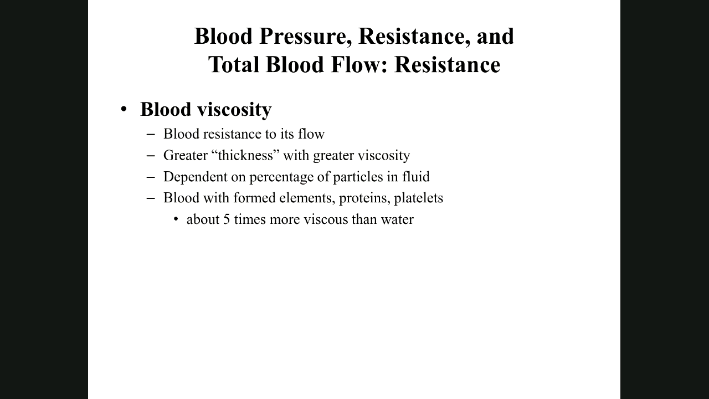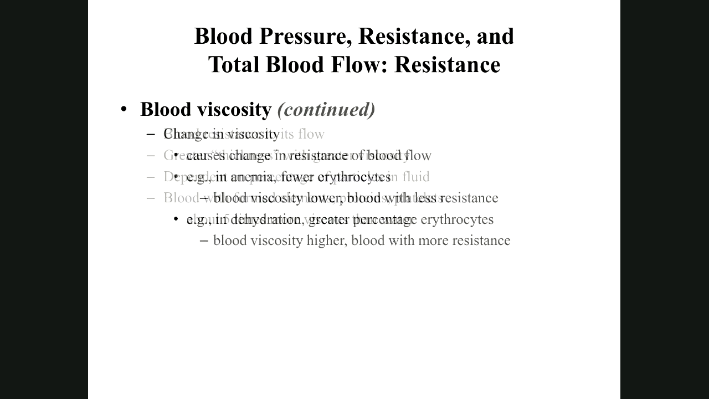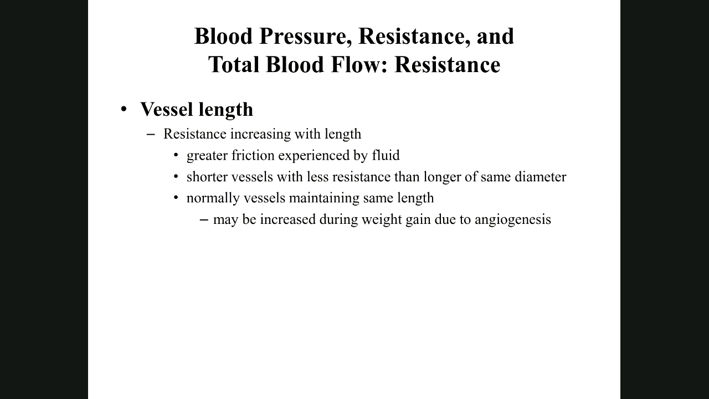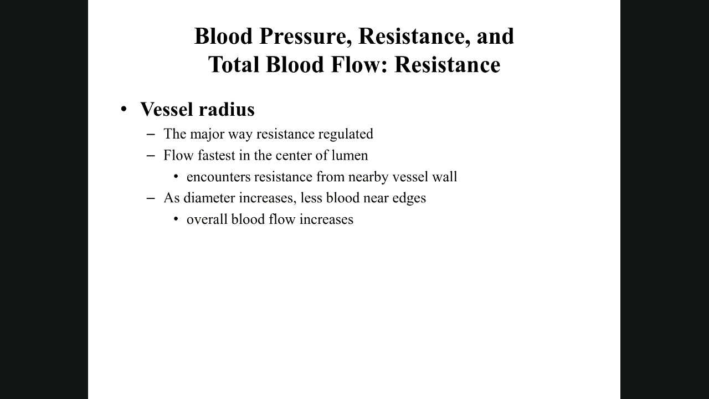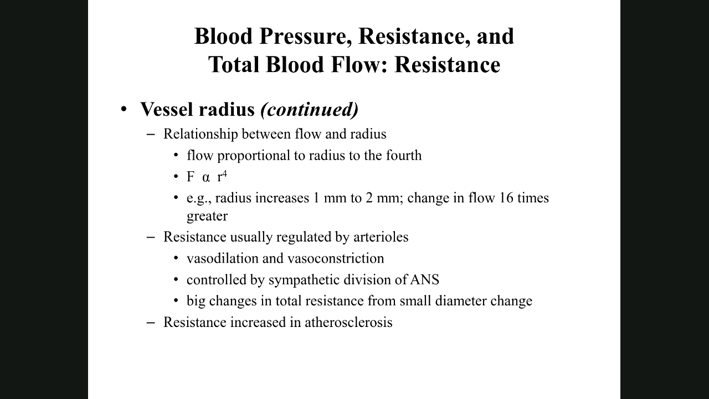Okay, so as we mentioned, viscosity is important. The thickness, blood's 5 times thicker than water. And again, as it gets thicker, it becomes harder to pump. Vessel length remains constant during adulthood, so we're not too concerned about this, but the longer the vessel, the more resistance. The vessel radius is the major way that resistance is regulated and controlled, right? So vasoconstriction and vasodilation is very important to control flow.